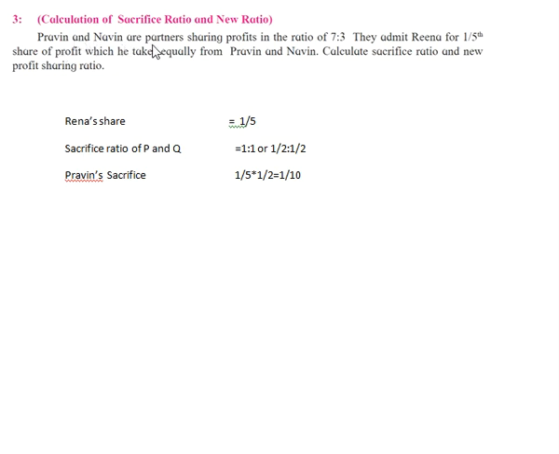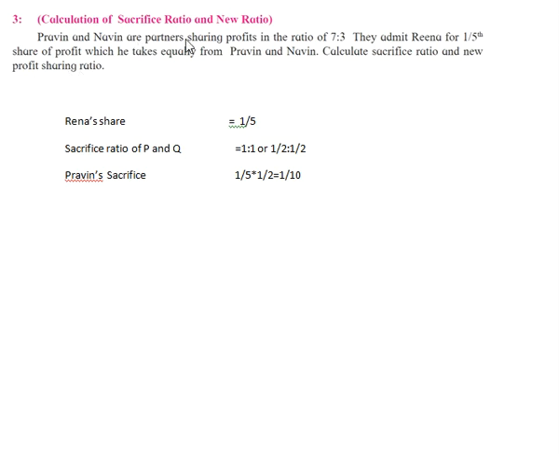Praveen and Naveen are partners sharing profits in the ratio of 7:3. They admitted Reena for a 1/5 share of profit, which she takes equally from Praveen and Naveen. Calculate the sacrifice ratio and the new profit sharing ratio.